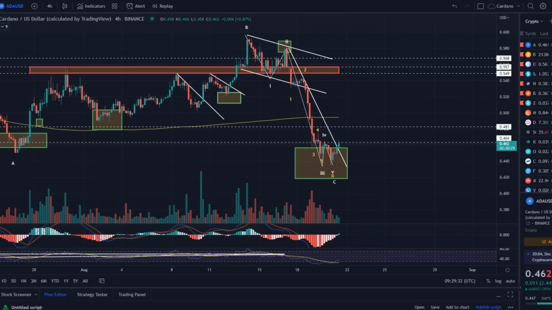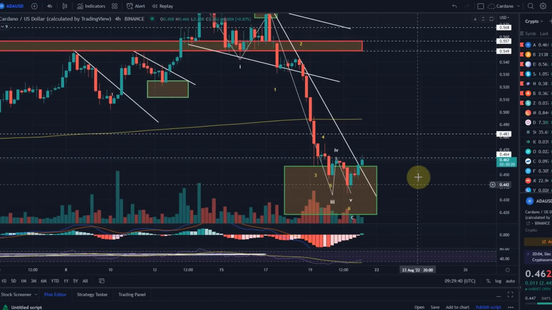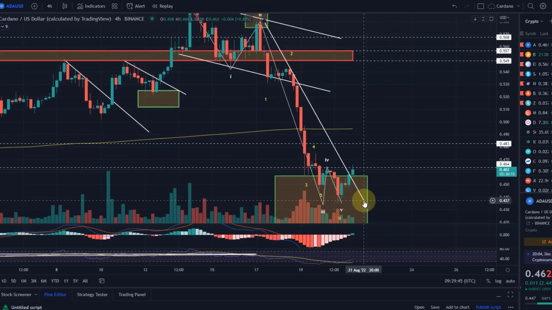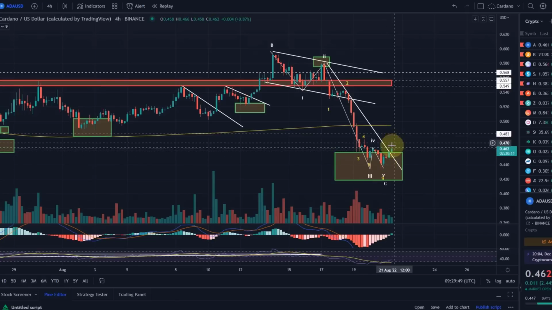I accumulated some ADA yesterday at 44.5 cents, and made the channel members aware. If you become a channel member, you can always see what I buy and sell, but I see this more as a medium-term investment. Maybe I'll sell it when we make now a nice move of whatever, 20-30%, I don't know. We need to see how this is now playing out.